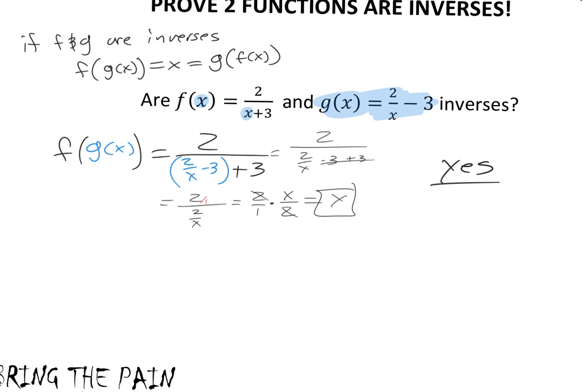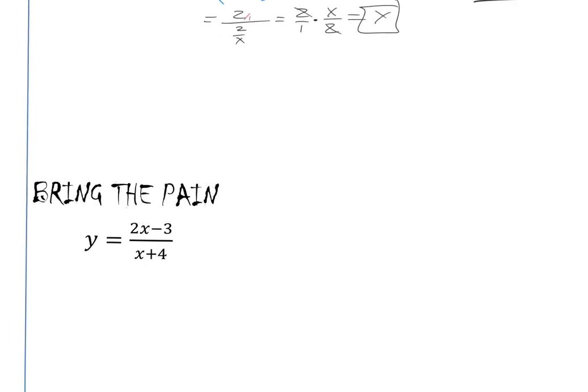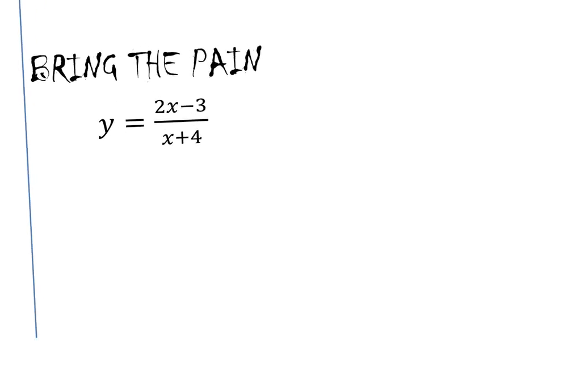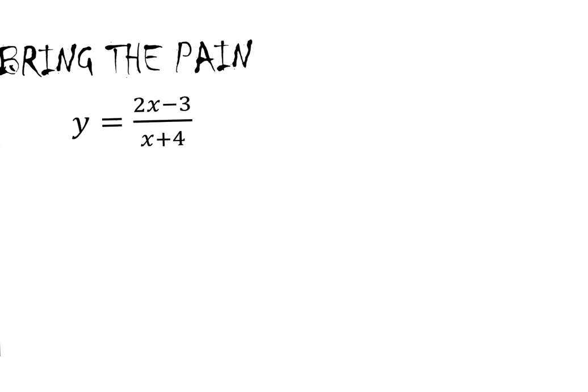All right. No big deal. We got that. That's how you're going to test for something to be an inverse. All right, last thing here. Let's bring the pain. Let's do a rational function here. We could do this, no big deal. So let's find the inverse of this. Let's start by swapping the x and the y. All right, we've got to try and get the y all by itself.